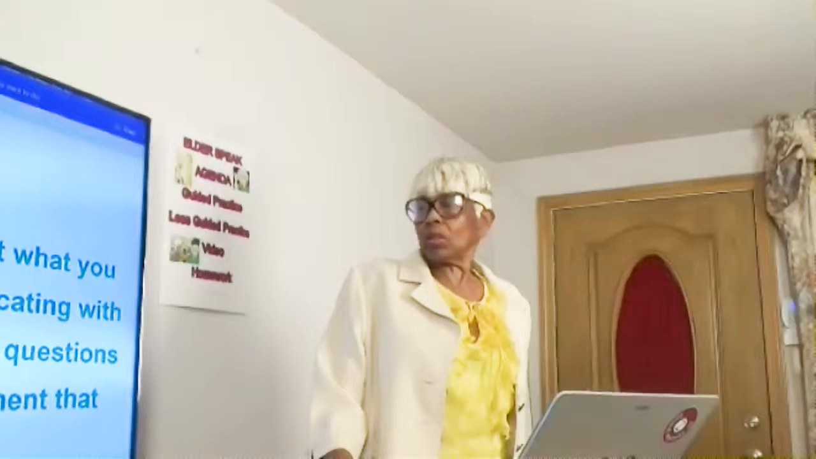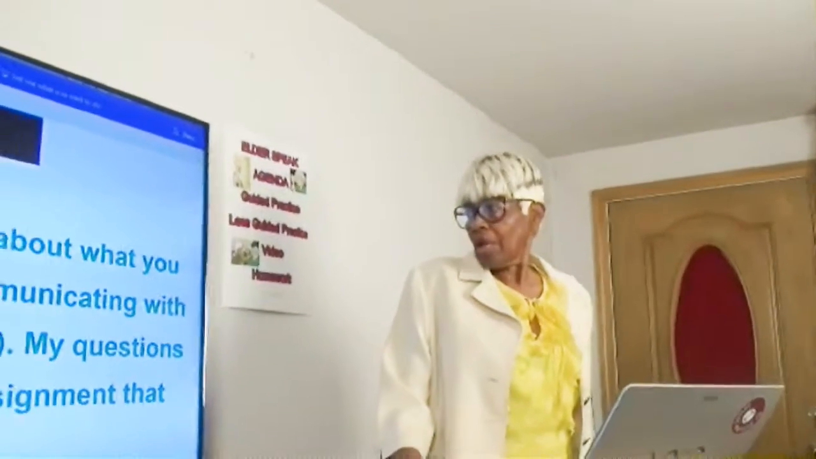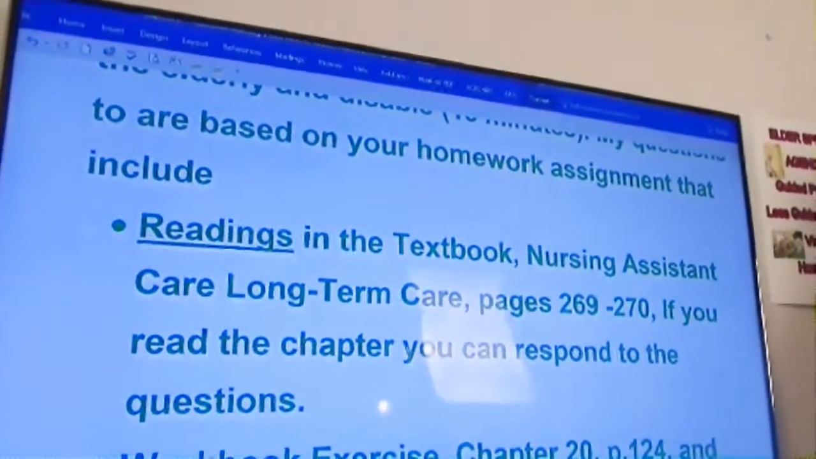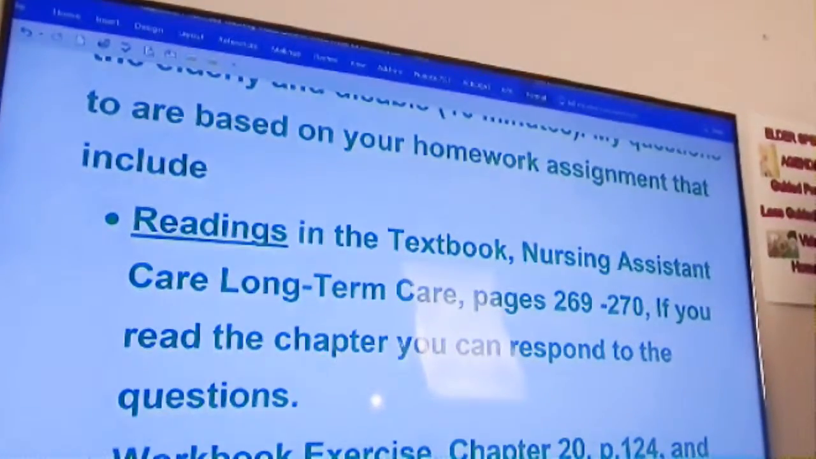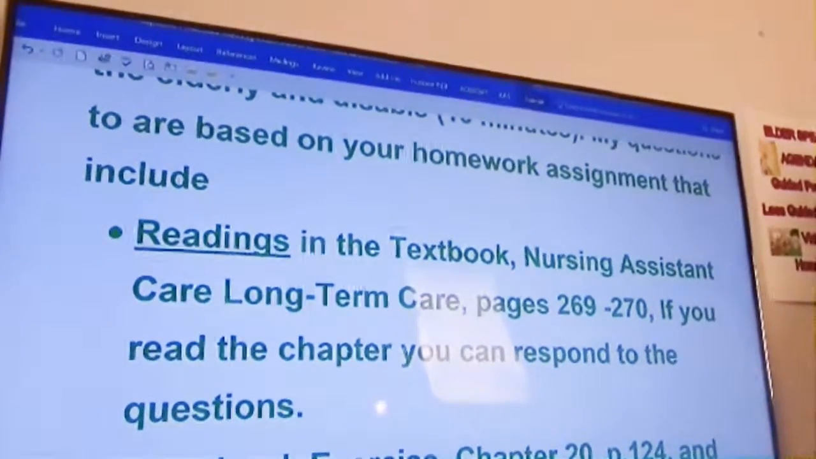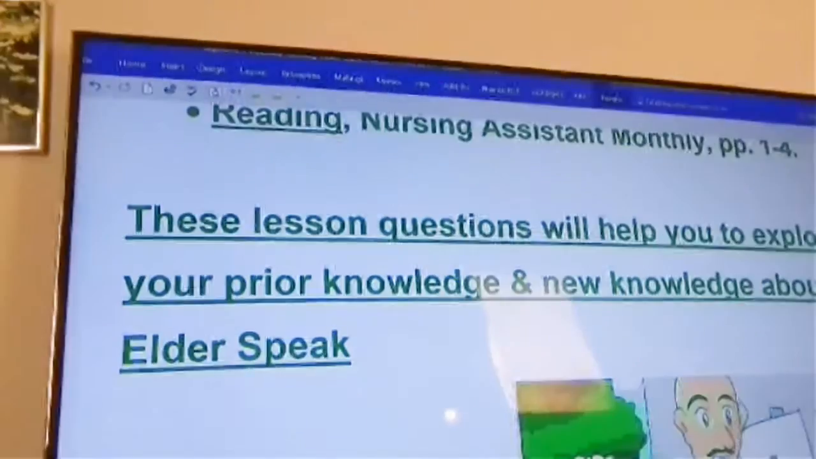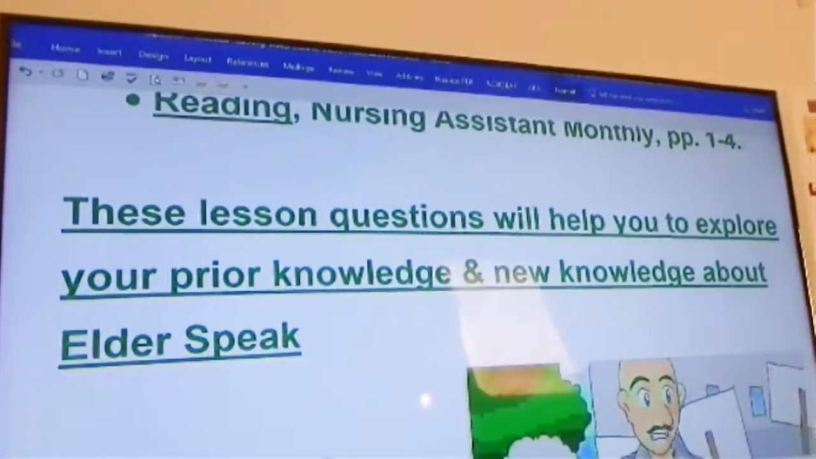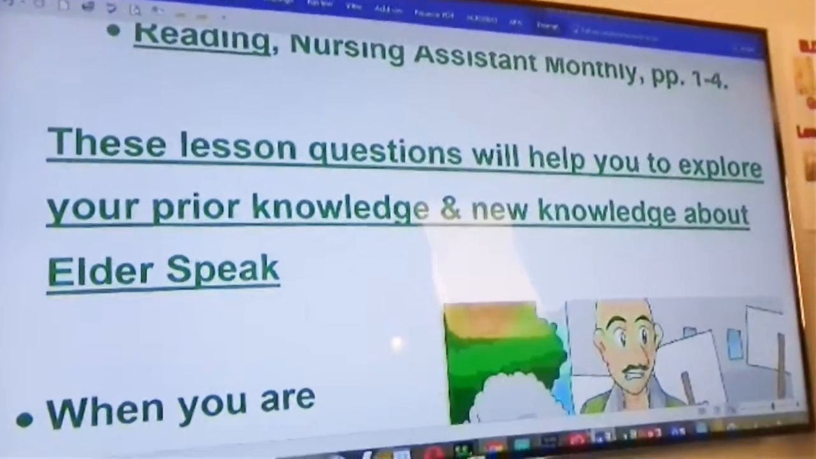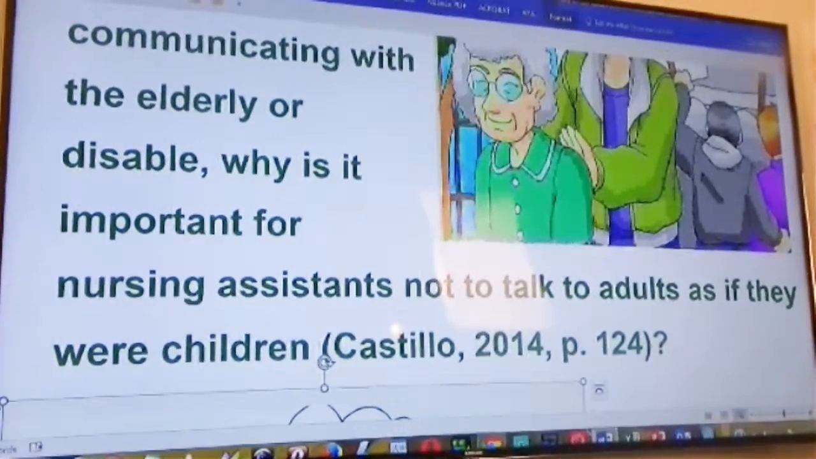My questions are based on the students' homework assignment that included reading in the textbook, Nurse Assistant Care, the long-term care textbook, pages 269 to 270. I did check these out. Prior knowledge and new knowledge about elder speak. And I'm looking forward to the students answering the questions.